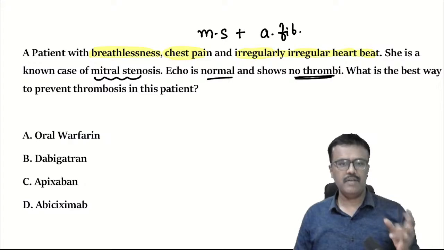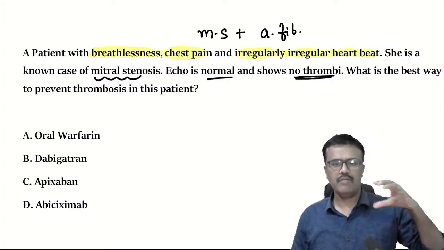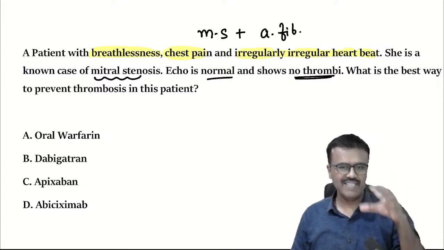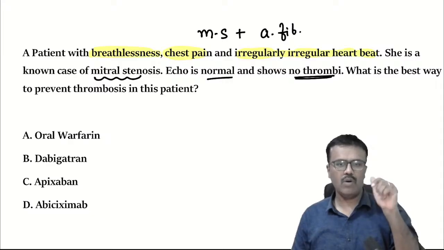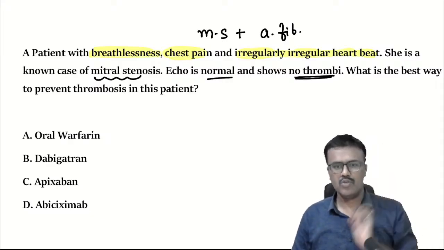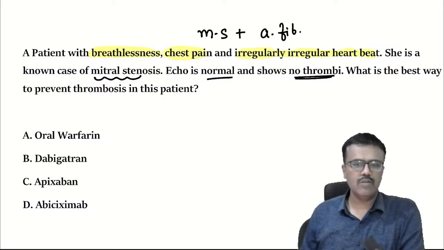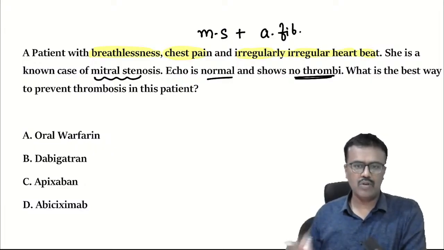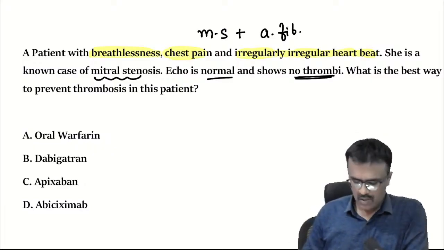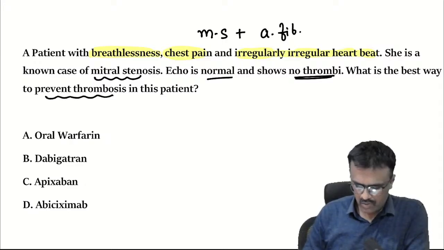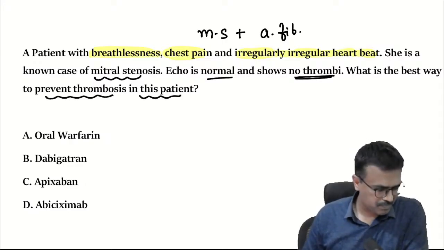understand, if there is atrial fibrillation, the blood will become stasis, and stasis will lead to clot, and the clot may go to brain and cause stroke. So luckily there is no thrombi, but I need to stop the clot formation. What is the best way to prevent thrombosis in this patient?